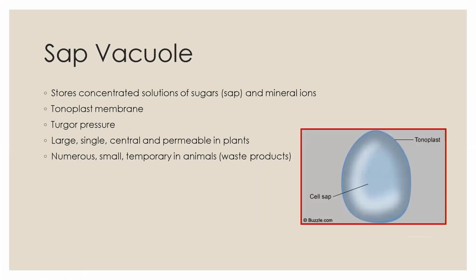The sap vacuole stores concentrated solutions of sugars and mineral ions that are needed by the cell. Its membrane is known as the tonoplast, as you can see in this image, and it helps the cell in maintaining turgor pressure. So what happens? The water inside the cell sap exerts pressure outwardly on the cell, and that helps maintain turgor.